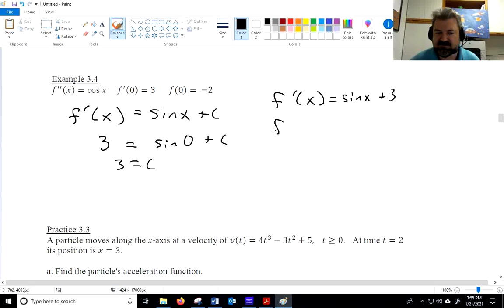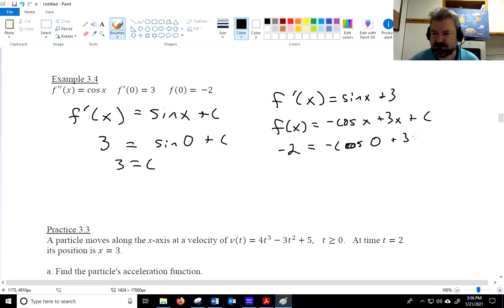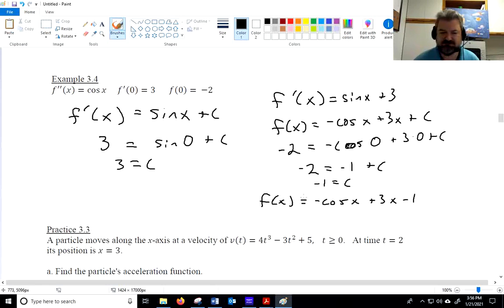Let's take the integral again. That gives me f of x equals negative cosine of x plus 3x plus c. This time we're told that f of 0 is negative 2. So I'll put a negative 2 in and put 0 in for x. Well, the cosine of 0 is 1, so this is negative 2 equals negative 1 plus c. So negative 1 is c. So our final answer, f of x, is negative cosine x plus 3x minus 1.